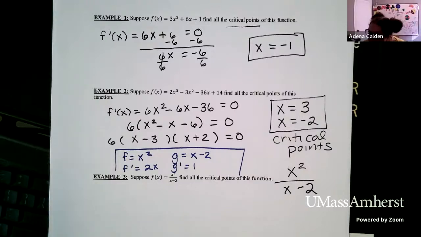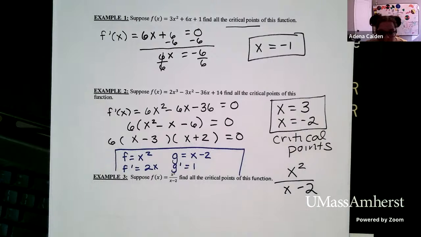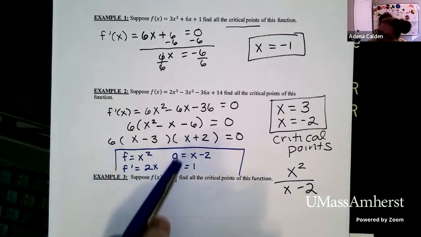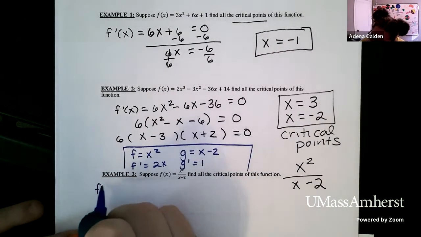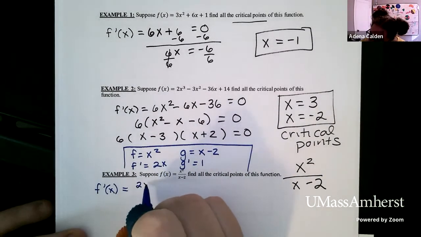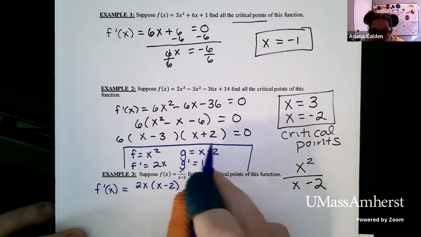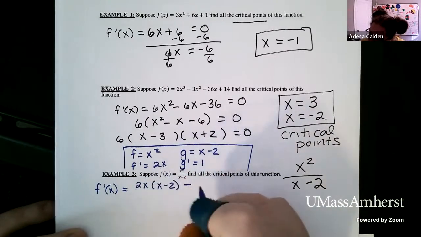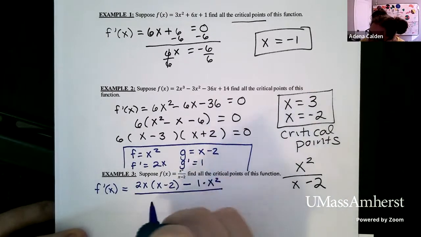All right. So here, again, I started with a quotient, so I'm going to be applying the quotient rule. The quotient rule says that my top function has to be my f, and then the bottom function is going to be my g. Then I want to take each of their respective derivatives, and when I put it back together in the quotient rule, I get f prime times g, so I have 2x times (x minus 2). You're going to want to use parentheses whenever you have more than one term, minus g prime times f, so 1 times x squared, all divided by g squared.